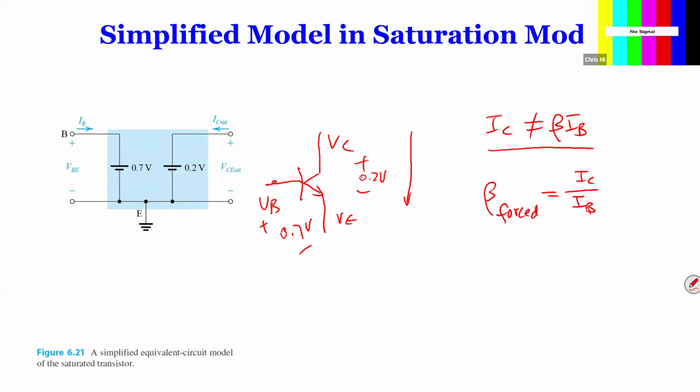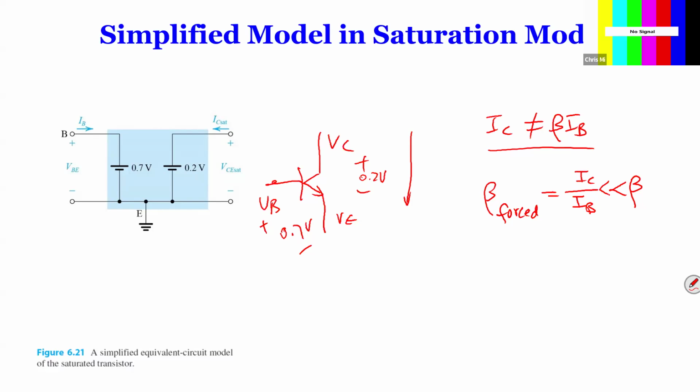So this is less than beta, and sometimes can be much less than beta. Like if beta is 100, beta first can be 50, can be 25, can be maybe even 1 or less than 1, depending on the relations. So we can have a simple example to look at the saturation mode operation.